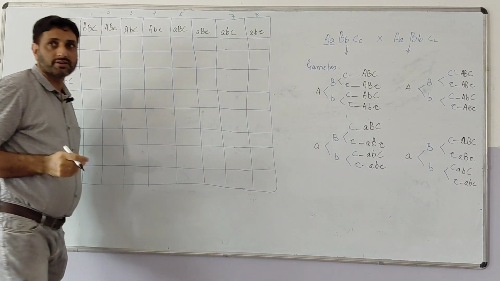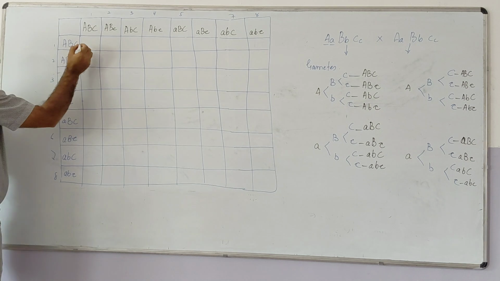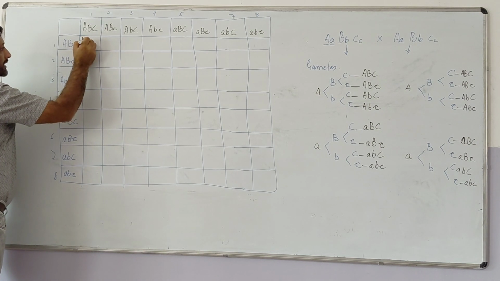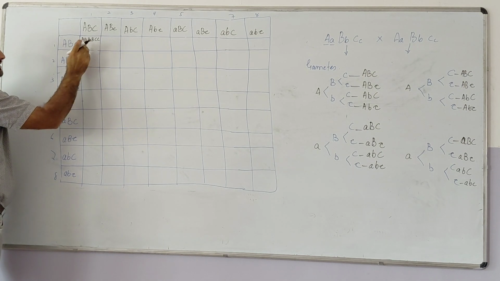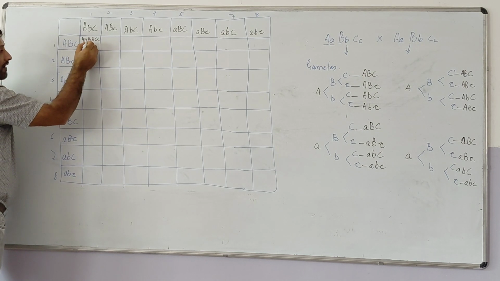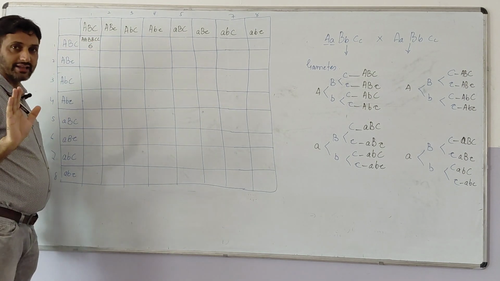Now we have to make a cross. Like we can see, this will be capital A, capital A, capital B, capital B, capital C, capital C. So all the alleles in this progeny, all alleles are dominant. So number of alleles is 6. Is this clear? Are you getting this point?